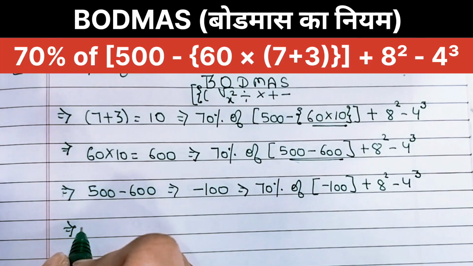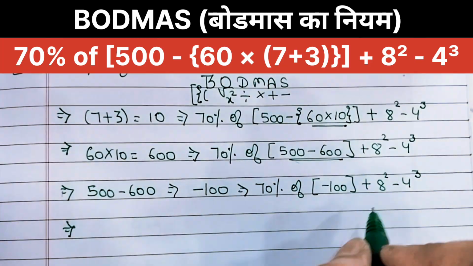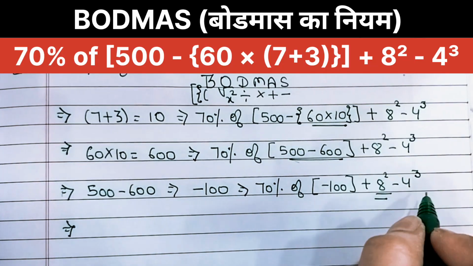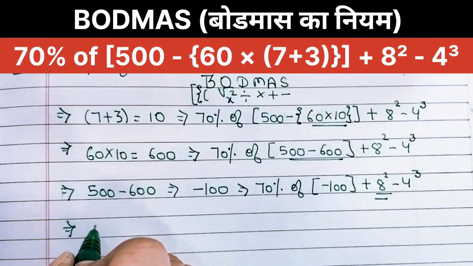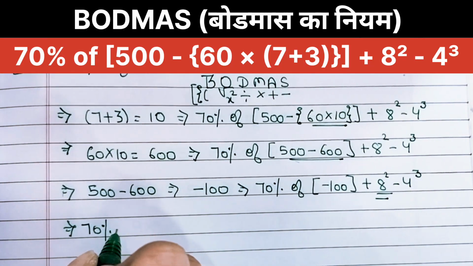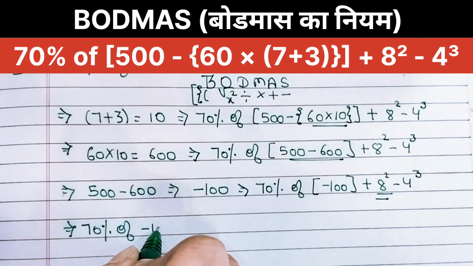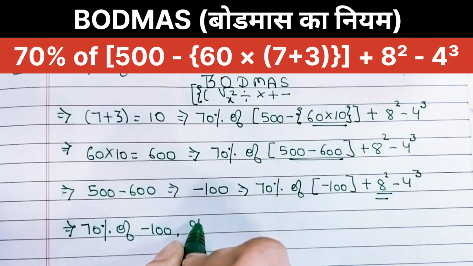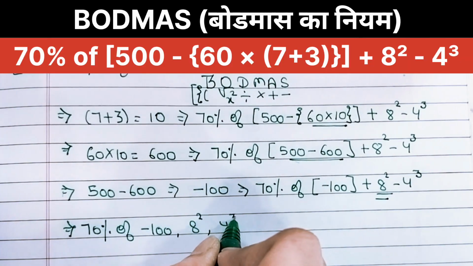Now move to the next step. Solve the "of" and the exponents. Now there is an 8 square and a 4 cube. Now calculate first 70% of minus 100, and then 8 square, and then 4 cube.